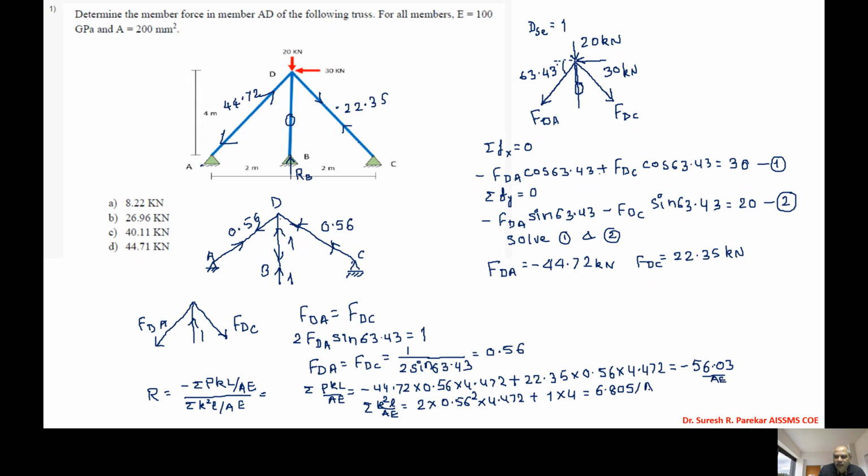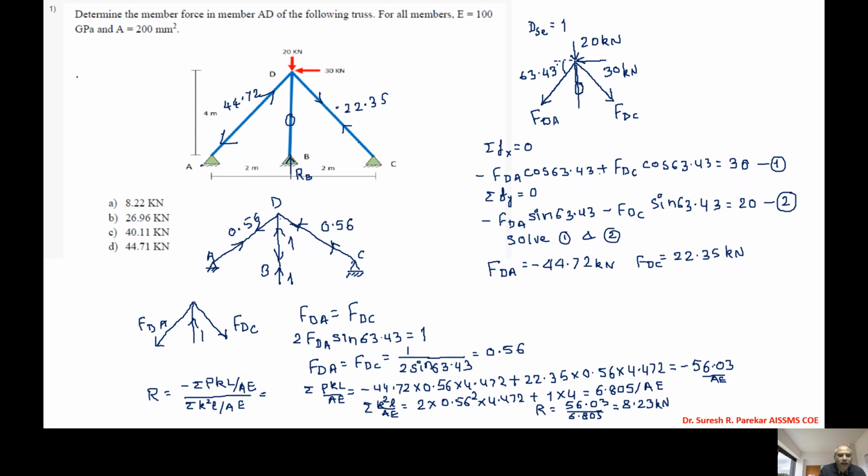Now if we substitute this value in R, then we will get R equal to minus minus becomes plus 56.03 divided by 6.805. We will get this value equal to 8.23 kilonewtons. Now we are interested to find force in AD.